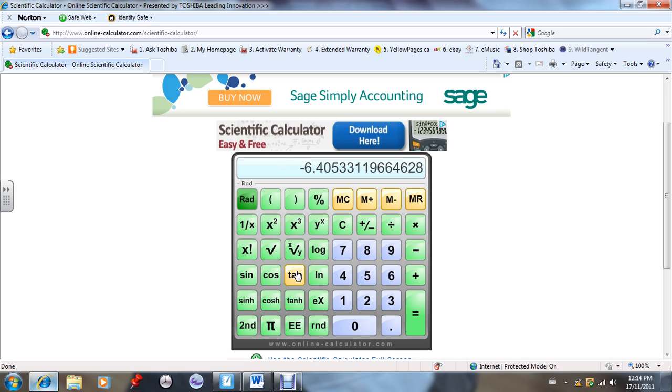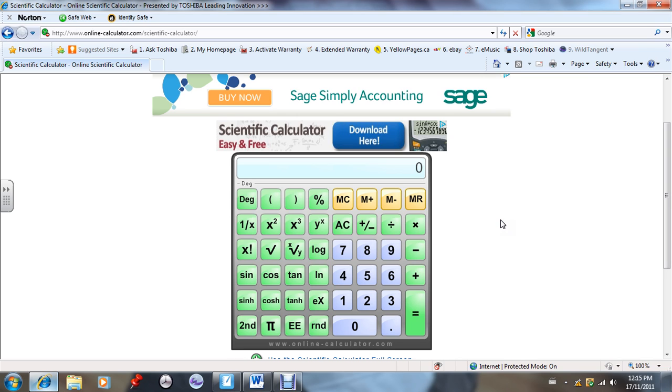Tan of 30, holy moly, is negative 6.4053. It's a far cry from 0.57, whatever it was. So, long story short, make sure your calculator's in degrees. If you need to put your scientific calculators in degrees, you'll see the button up there on top somewhere.